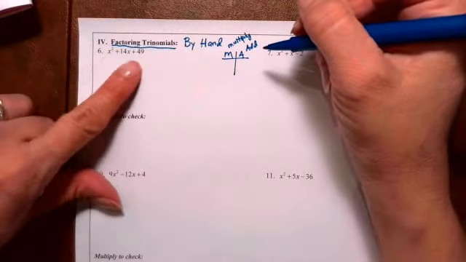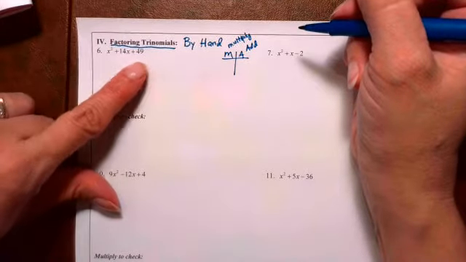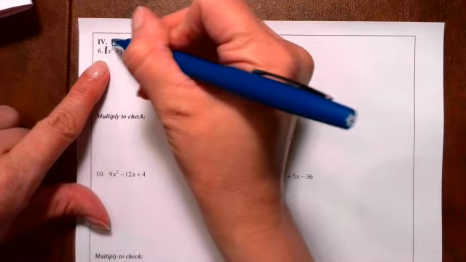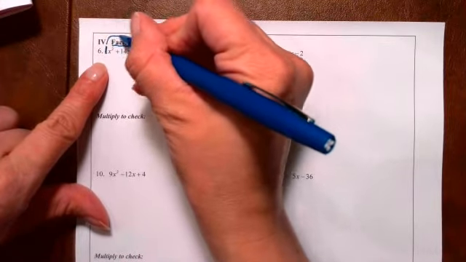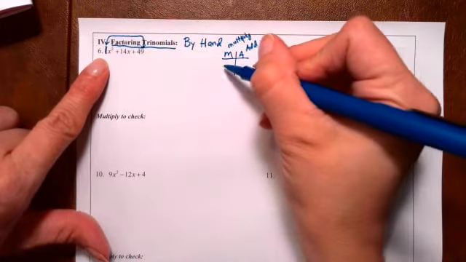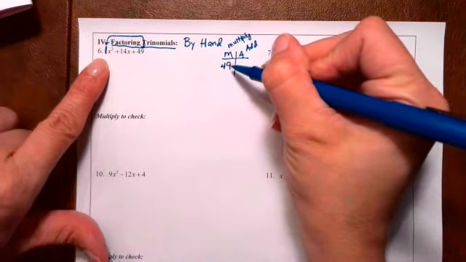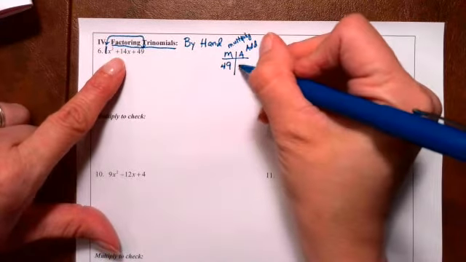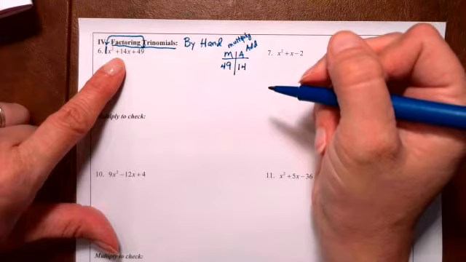Okay, so you take your trinomial. Trinomial means that you have three terms. You're going to take the leading coefficient and you're going to multiply it by the constant. So 1 times 49 is 49. And then you take that middle term, which is a positive 14, and that's your add number.